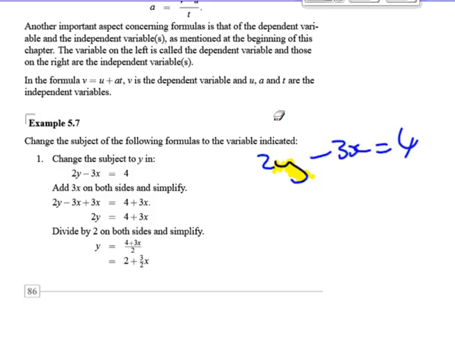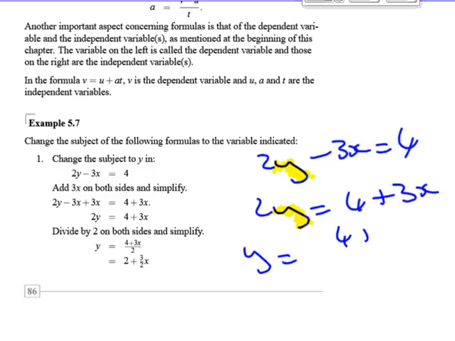So I want this term with the y by itself. In order to get it by itself, I've got to get rid of the negative 3x, and I do that by changing the operation. I still want that y by itself. So in order to get the y by itself, I need to get rid of the 2. It is multiplied by the y, so the opposite of multiplication is division.